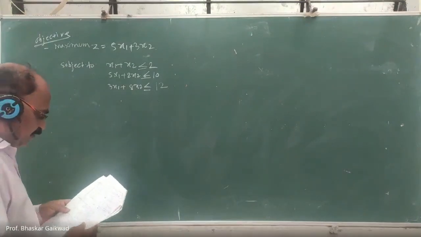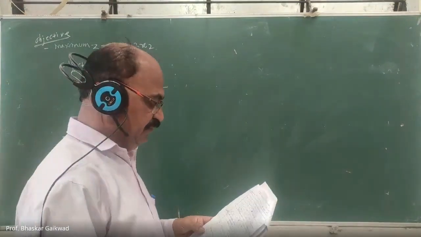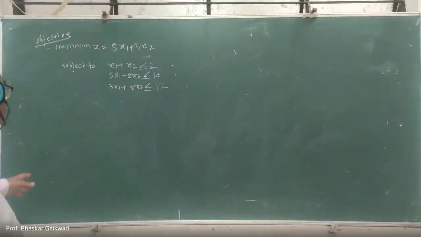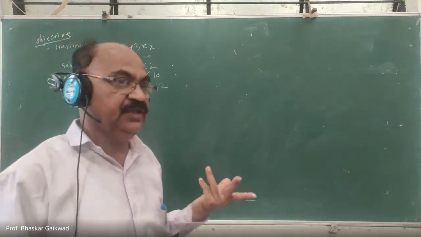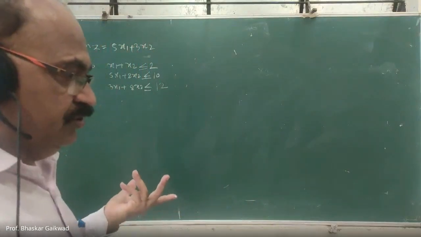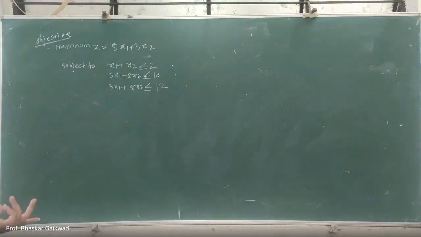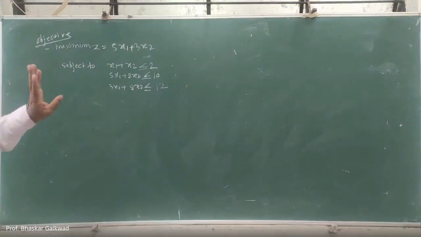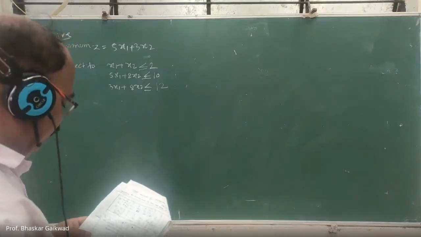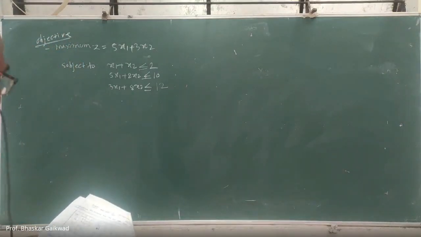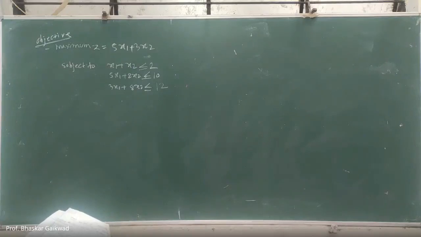So this is a problem from the industry. X1 and X2 are quantities, the decision variables. How much quantity we have to produce so that we get the maximum profit. The first subject-to conditions are x1 plus x2, then 5x1 plus 2x2, then 3x1 plus 8x2.